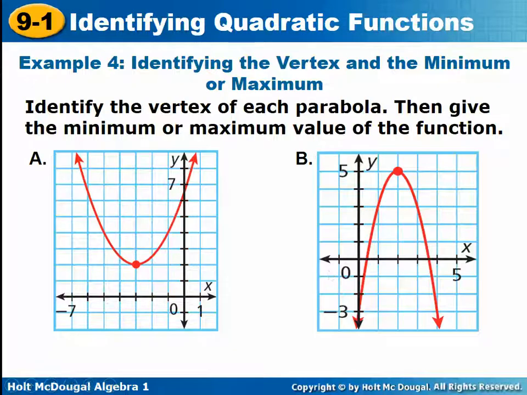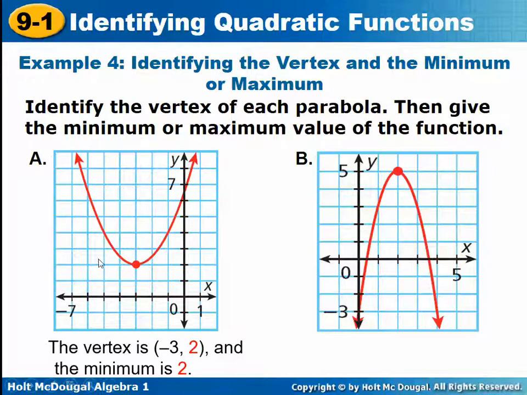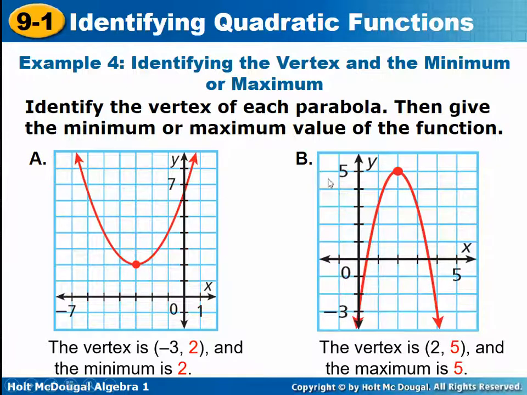So that's exactly what we do here. We identify what is the vertex and then say whether it has a minimum or maximum and what is that value. So in this one we have the vertex is at -3, 2. It has a minimum and that value is 2. In the second example, the vertex is at 1, 5, and it has a maximum which is 5.